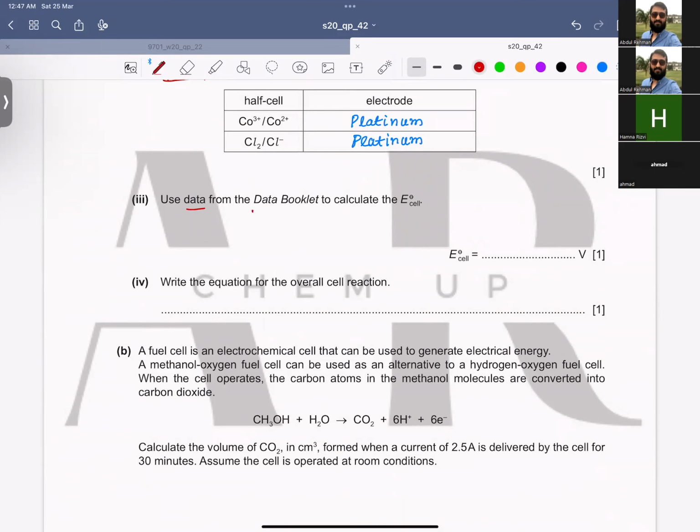Use data from the data booklet to calculate E naught cell. Okay. तो डाटा बुकलेट से हमें E naught cell calculate करना है.